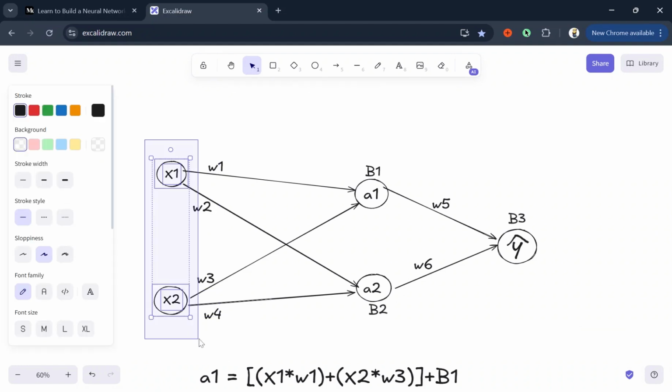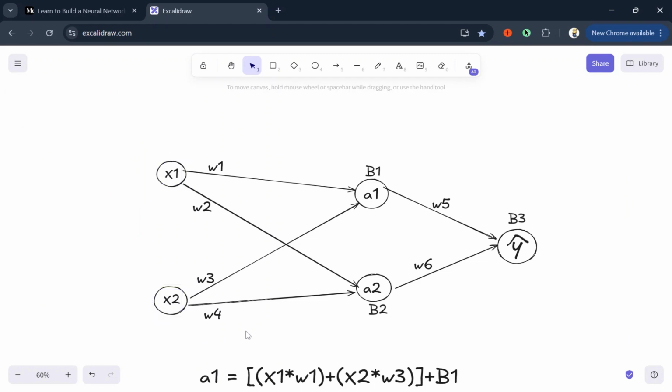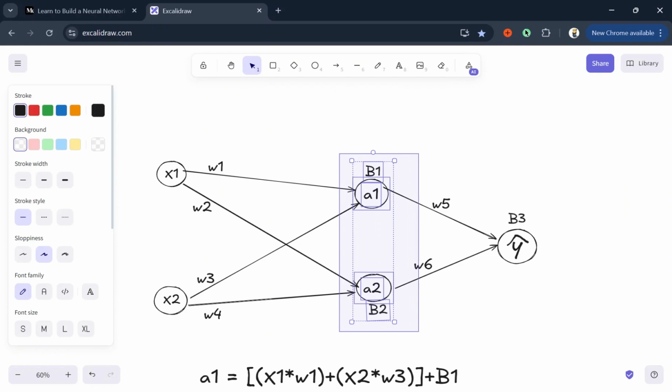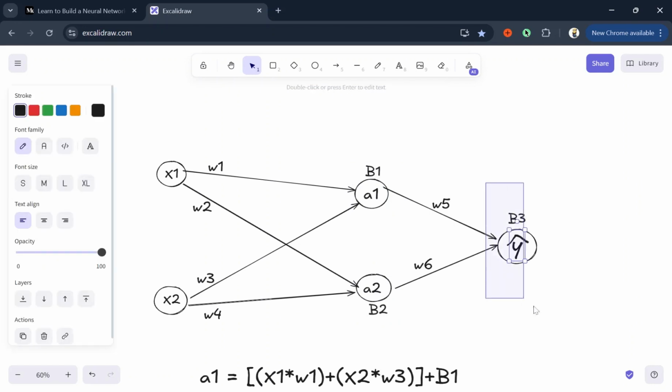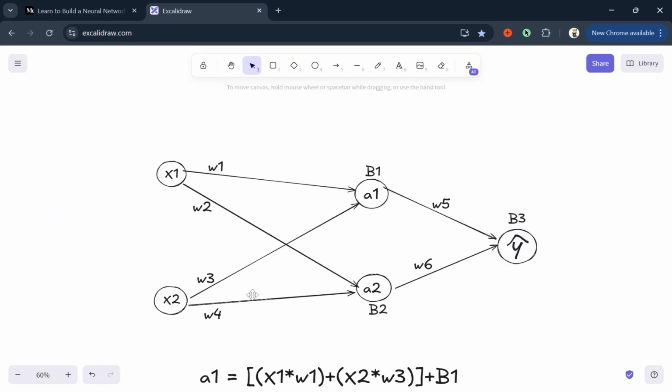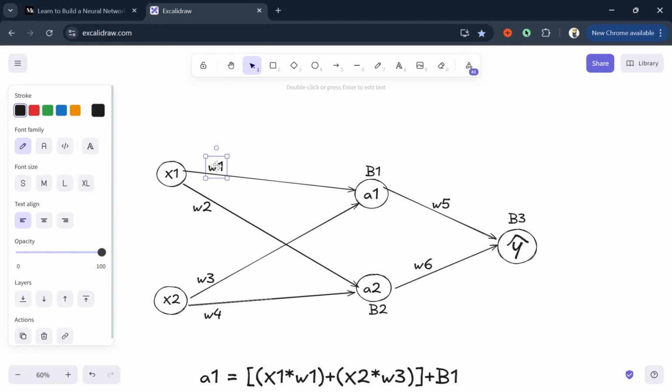Basically what we're doing is taking the activations or the inputs from the zero layer, using those to get the activations for the first layer, then using those to get the activations for the next layer. How this looks is we take the first input multiplied by weight 1, then we take input 2 multiplied by weight 3. We add those two values together, then to that we add the bias. That will give us the value for A1.